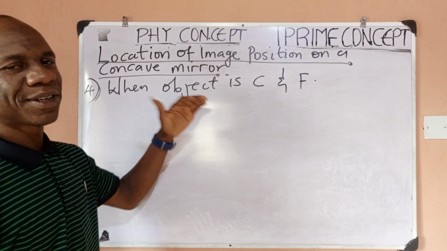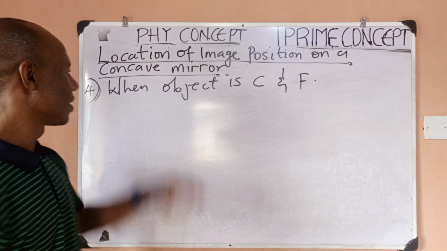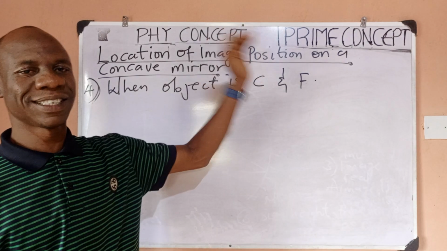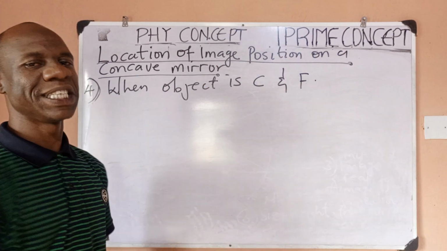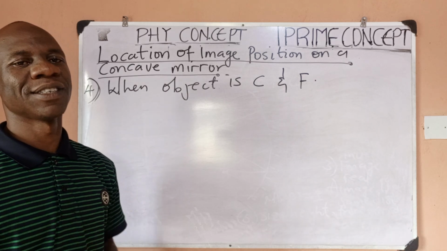So we're still considering location of image position on a concave mirror, right? Now in this video, we want to look at when the object is between C and F, where will the image be formed?